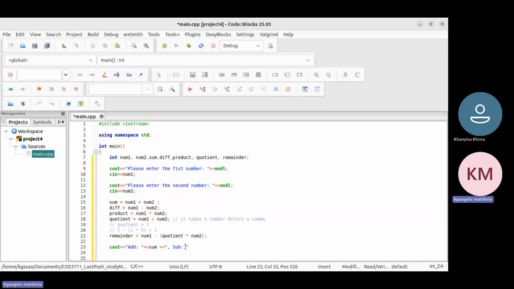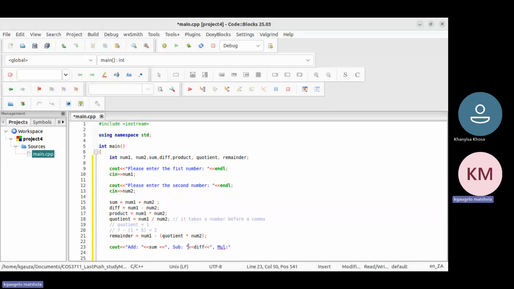Then after that, I can also do it for the difference. Remember, I told you that you can display as many variables as you want on the same line. That's what we are doing here. So this comma, when it displays, it's just going to separate them. You get me?